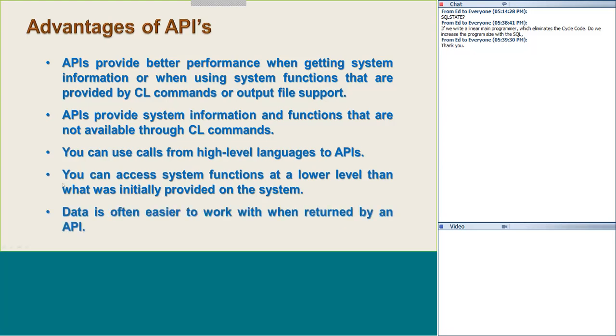Data is often easier to work with when returned by an API. And the reason for that is that APIs return information in user spaces.